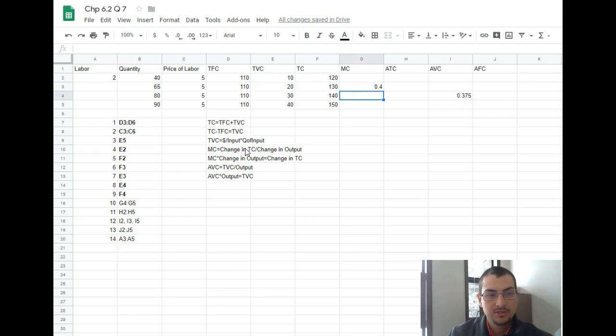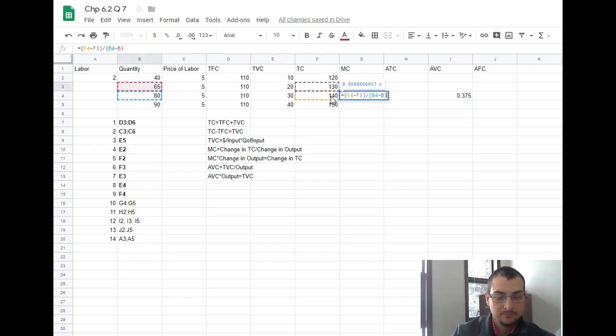Remember, marginal cost is change in total cost divided by change in output. Here we're going to have a change in total cost of 140 minus 130, divided by the change in our output, and we go from 85 to 65. And we can drag that down. Now we have our marginal costs.